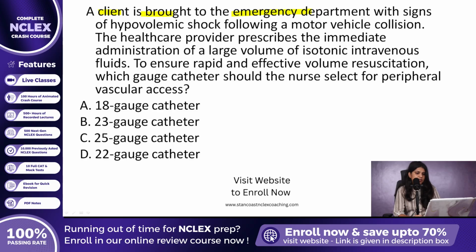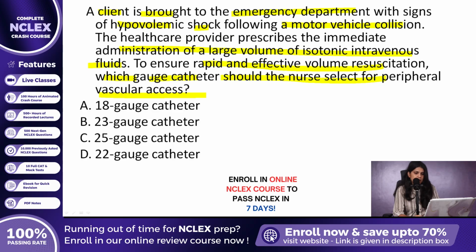A client is brought to the emergency department with signs of hypovolemic shock following a motor vehicle collision. The healthcare provider prescribes the immediate administration of a large volume of isotonic intravenous fluids. To ensure rapid and effective volume resuscitation, which gauge catheter should the nurse select for peripheral vascular access? Let us review the options to determine the most appropriate catheter for this urgent situation. Option A, 18-gauge catheter. Option B, 23-gauge catheter. Option C, 25-gauge catheter. Option D, 22-gauge catheter.